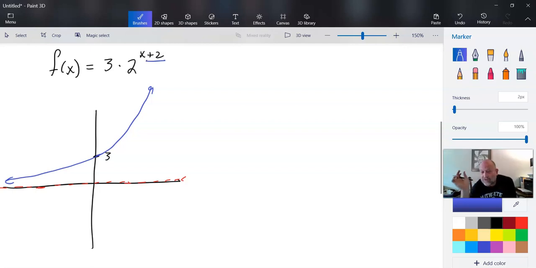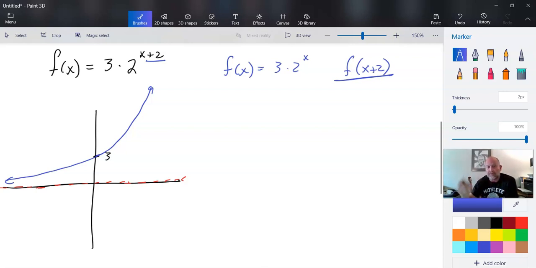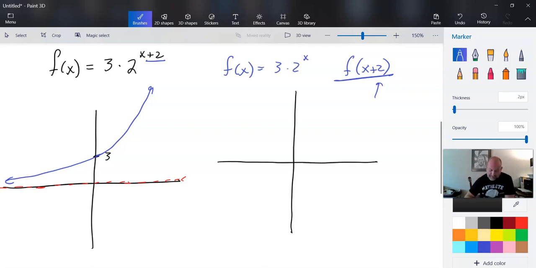Now, plus 2. Now that is a transformation inside the function. That's kind of akin to taking f of x is equal to 3 times 2 to the x, and this is taking f of x plus 2, right? And remember, when I take an f of x plus 2 or an f of x minus 5 or whatever, it's a horizontal shift. So it's moving left and right. And it always moves the opposite direction of what you have. So this is actually shifting 2 to the left. Right? Something like that.